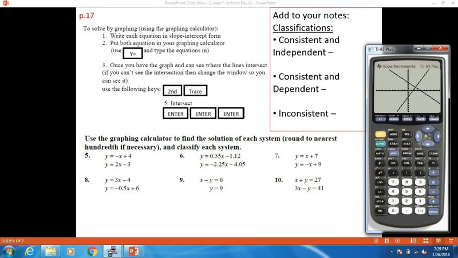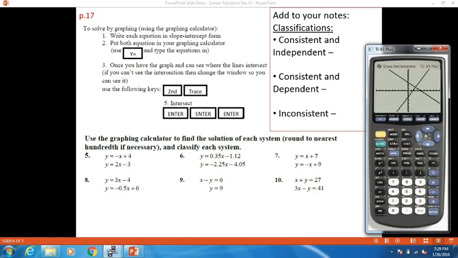The graph feature is going to take you to that standard window going from -10 to +10 on each axis. You can of course go into the window or zoom features and change the view if you want to actually see where the lines intersect. With some of the newer calculators, you don't have to see it to have the calculator make that calculation for you.